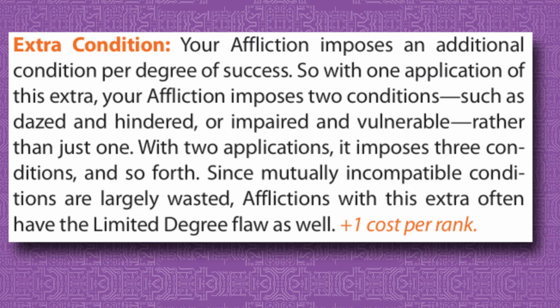Extra condition costs, you guessed it, 1 point per rank. Each degree of your affliction will now have a 2nd condition applied to it. Now, instead of just being impaired at 1st degree, the target can be impaired and dazed. 2nd degree can be defenseless and disabled. I suppose your 3rd degree could also be some combination of incapacitated and paralyzed, but that makes little difference.